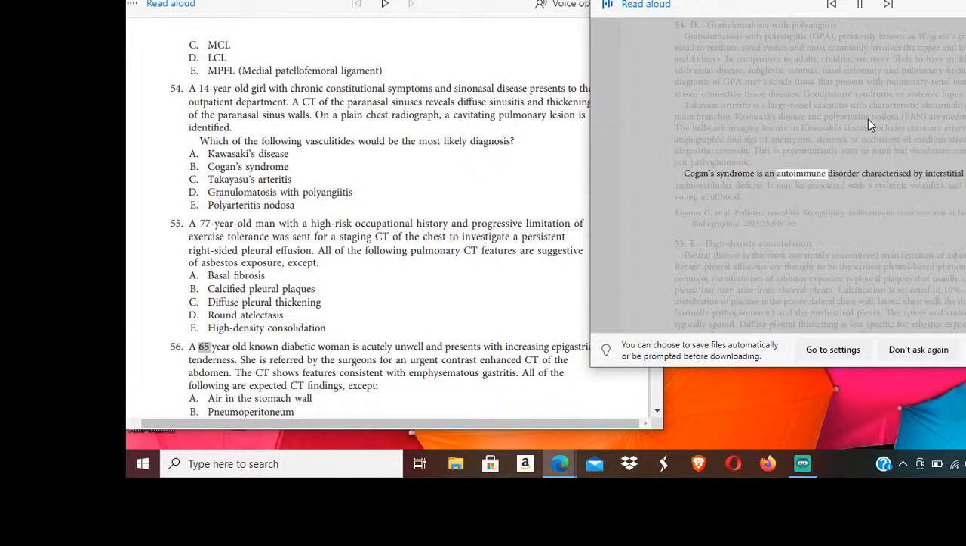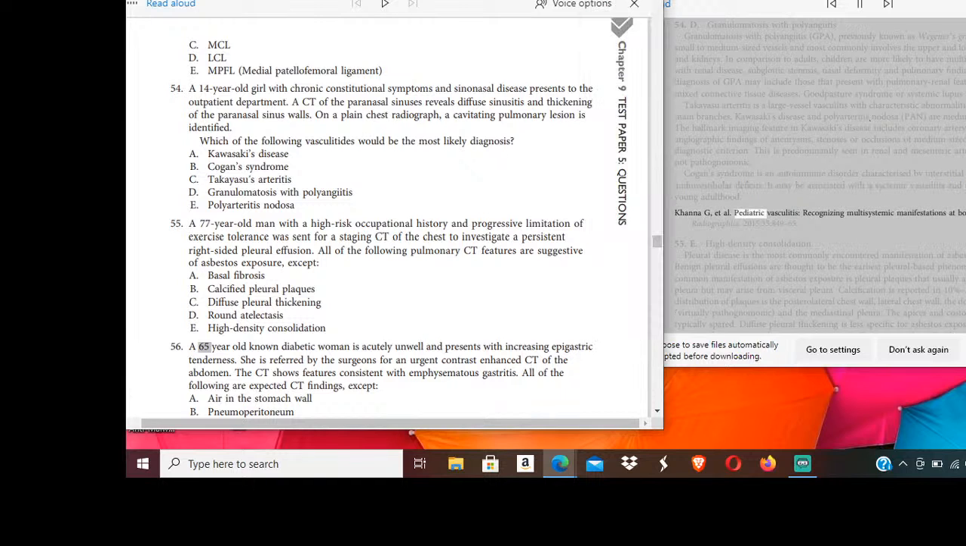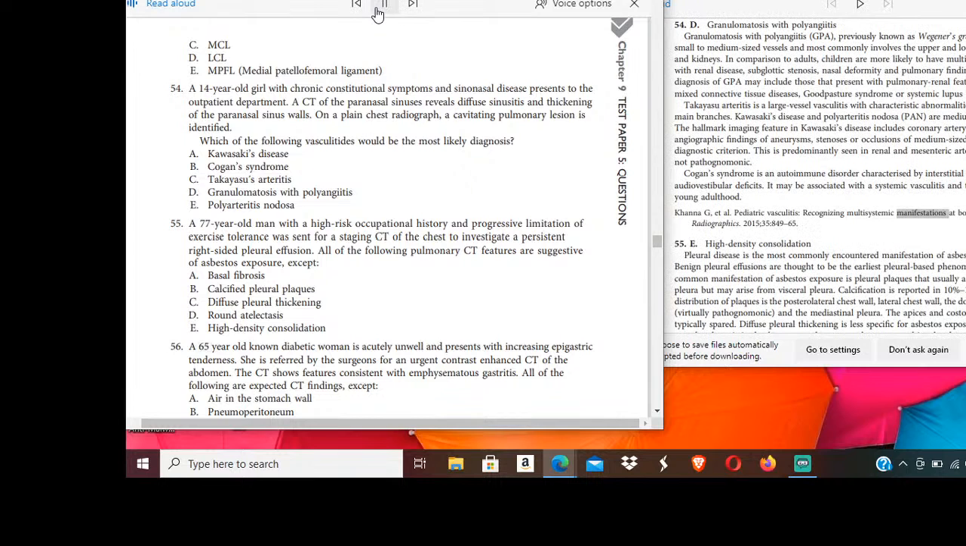Cogan syndrome is an autoimmune disorder characterized by interstitial keratitis and bilateral audiovestibular deficits. It may be associated with a systemic vasculitis and typically presents in young adulthood. Kunnan-Gruber, et al., pediatric vasculitis, recognizing multisystemic manifestation.